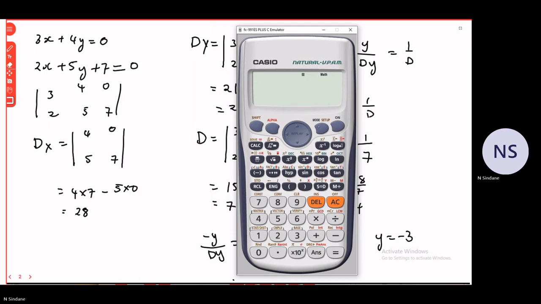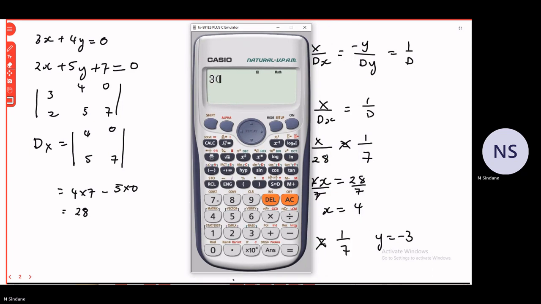What do we get? Let's say equation. Okay, equation. So we'll have 3 into 4, the value of x is 4, plus 4 into minus 3 should give us 0. There, means our solution is correct. And then check the next one. 2 into 4 plus 5 into minus 3 plus 7. There, 0. Therefore, our solution is correct.